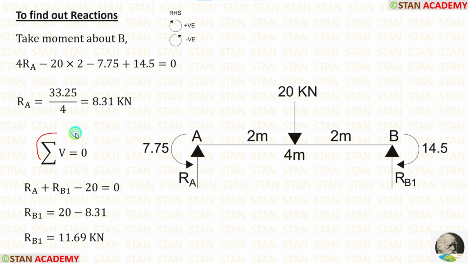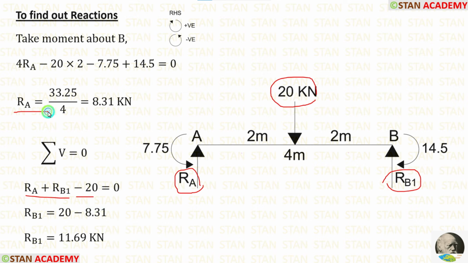Now, using the rule, summation of vertical forces is equal to 0, we can calculate RB1. In this span, there are three forces. RA and RB1 are acting upwards, so both are positive. Point load 20 kN is acting downwards, so it is negative. We already know the value of RA. Let us apply that. In this way, we can get RB1, which is equal to 11.69 kN.